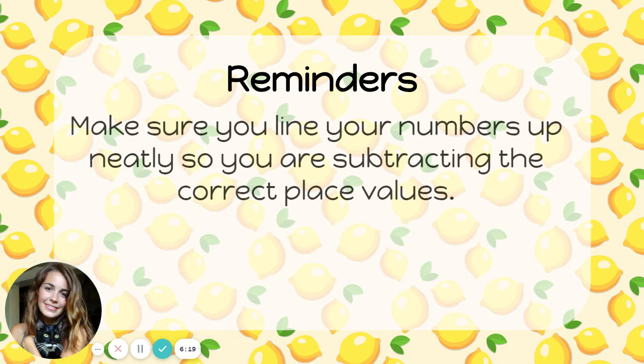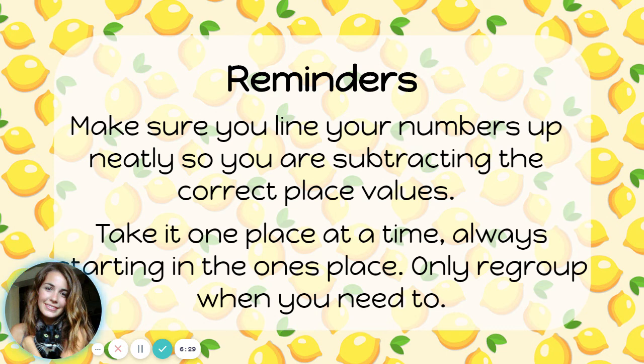Some reminders. Make sure you line your numbers up neatly so you're subtracting the correct place values. Ones minus ones, tens minus tens, hundreds minus hundreds. Take it one place at a time, always starting in the ones place, and only regroup when you need to. If you can subtract the digits in the ones place, go ahead and do that. You don't need to start regrouping until you get to a place where you don't have enough to subtract the bottom digit. Only regroup when you need to.